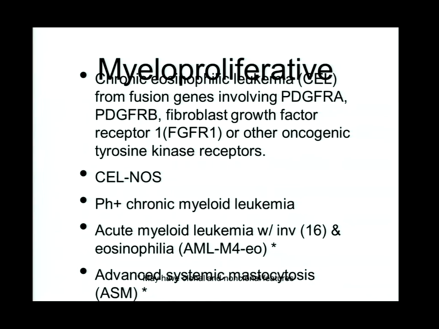So there's also chronic eosinophilic leukemia, NOS. Clonal eosinophilia can also be seen with Philadelphia positive chronic myeloid leukemia, acute leukemia with the inversion of chromosome 16, and then it can also be seen in advanced systemic mastocytosis.